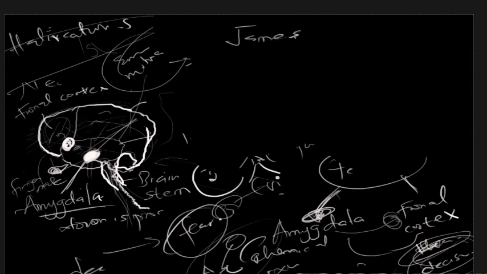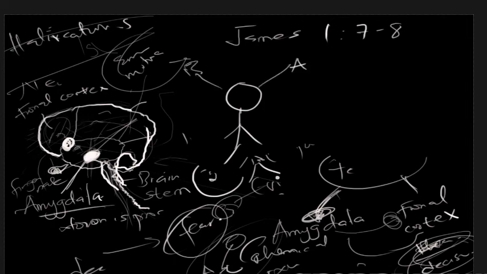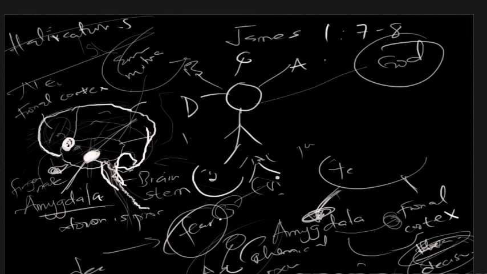So if you have James chapter 1 verses 7 to 8, it says, "For let no man think that he shall receive anything from the Lord. A double-minded man is unstable in all his ways." Okay, you are a person. Option A, option B, option C, option D. Don't think that when you're praying to God that you're going to receive anything from Him, because what? You have a lot of doubts in you.